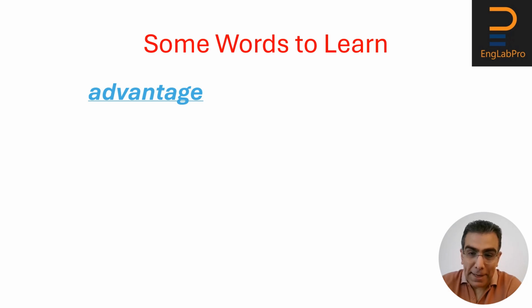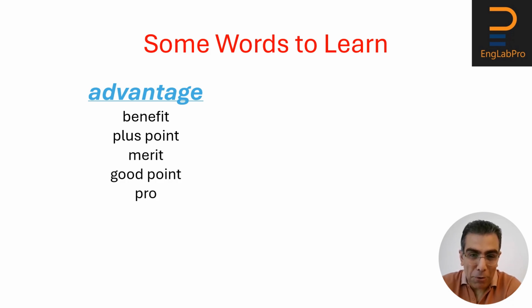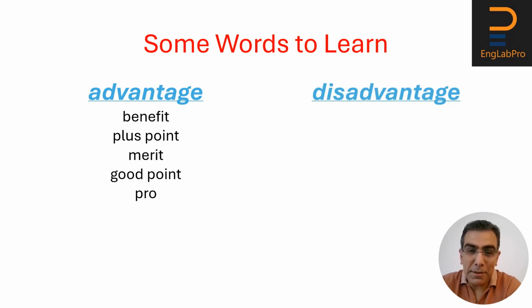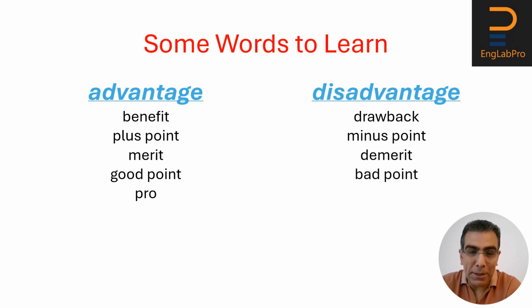Instead of the word advantage, you can use the words benefit, plus point, merit, good point, or pro. Of course, the last 2 ones are less formal. Instead of the word disadvantage, you can say drawback, minus point, demerit, bad point, and con. So you can see that they are in pairs.